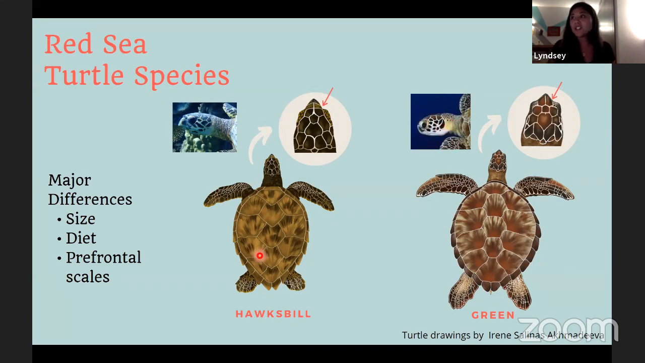Now, if we have pictures from the top of the turtle, we're able to count what's called the prefrontal scales, which are the scales in between the turtle's eyes. Hawksbills will have 2 pairs of prefrontal scales, whereas green turtles have only 1. And green turtles are going to be the only turtles in the Red Sea with only 1 set of prefrontal scales. So that's a really unique character that helps us identify the difference. In addition, hawksbills are smaller than green turtles.